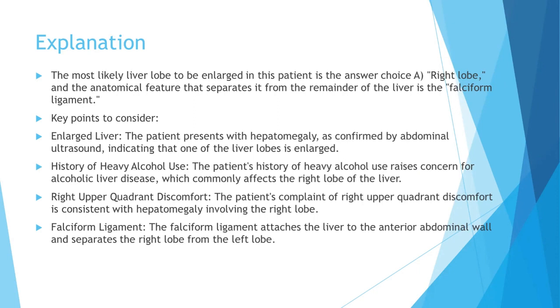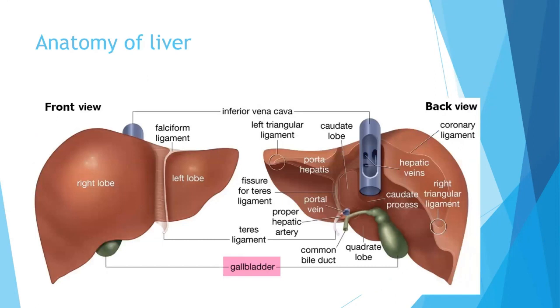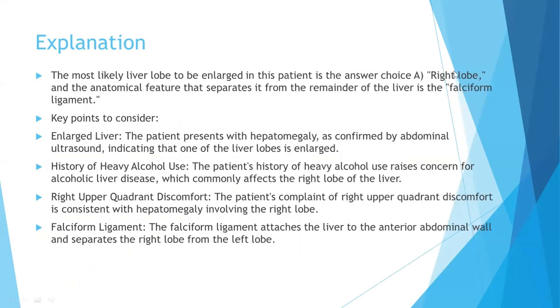But we know in my class, we don't only discuss the question, we also go into detail in the theory part. Now let's discuss the anatomy of the liver. Here you can see the inferior vena cava. And here is the falciform ligament, and the extension here is called the teres ligament. Also, this is the bigger one, the right lobe, and this is the left lobe. The right lobe and the left lobe are separated by the falciform ligament, as discussed in our question.